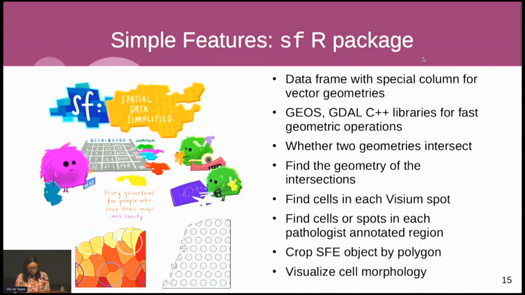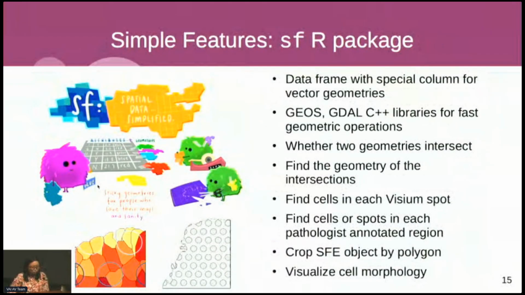So in R, SF data is actually a data frame, and I mentioned that for each geometry we can have data, like the number of homeless people per neighborhood or per city. Those will go into the columns of the data frame, but there's a special column for the geometries. The special thing about this is the geometric operations, where we can find whether two geometries intersect, find the geometry of intersections, and so on.